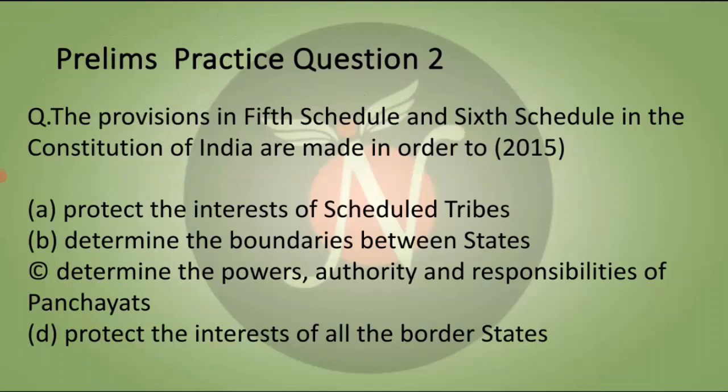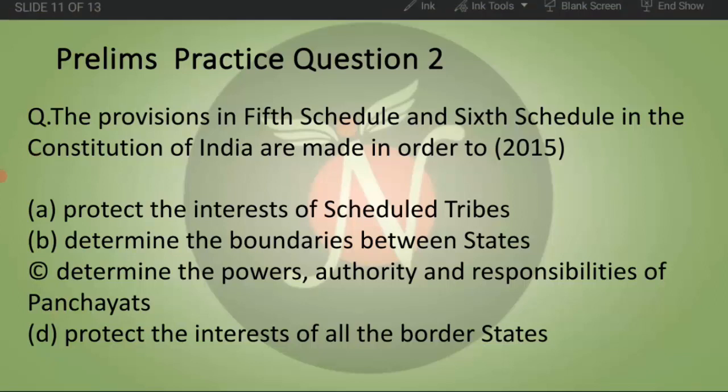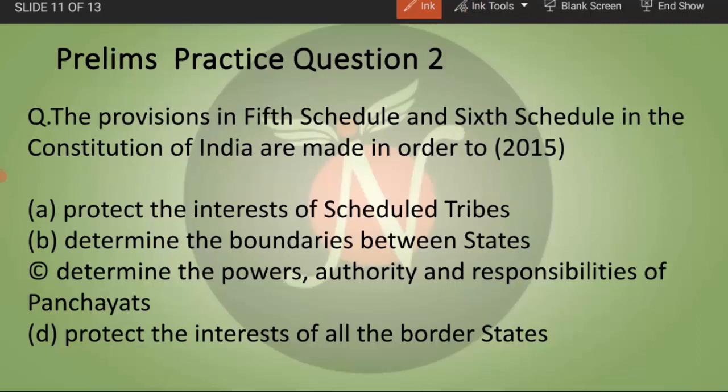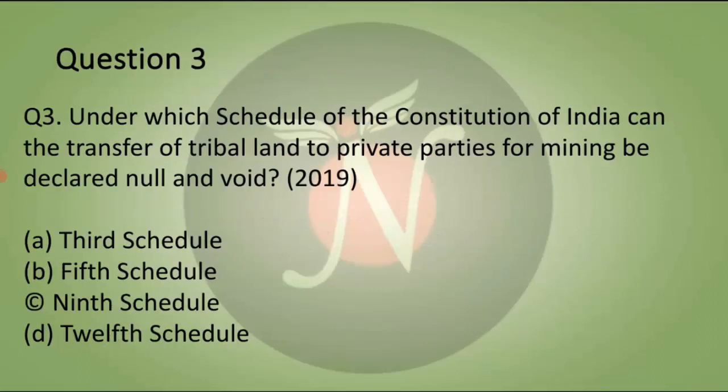Now we'll come to our second question. The provisions in the 5th schedule and 6th schedule in the Constitution of India are made in order to, this question came in the year 2015: A, protect the interest of scheduled tribes; B, determine the boundaries between states; C, determine the powers, authority and responsibilities of the panchayat; D, protect the interest of all border states. So the answer to this question is, obviously you must all know, A.